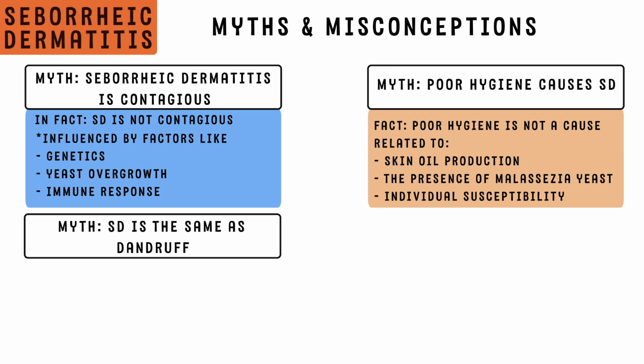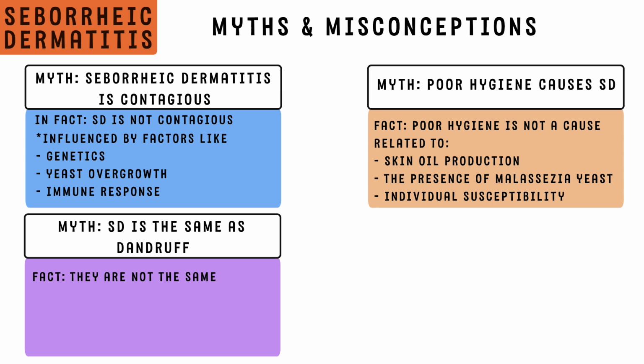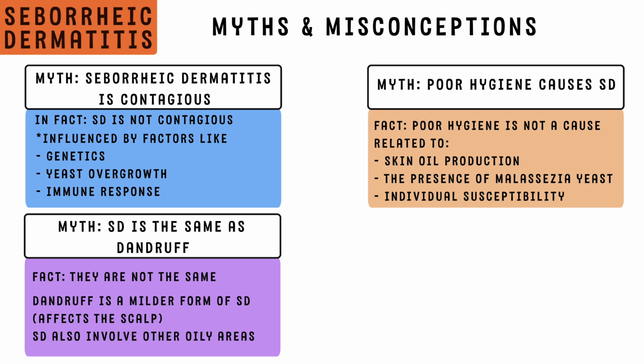Third myth is that seborrheic dermatitis is the same as dandruff. While seborrheic dermatitis and dandruff share some similarities, they are not the same. Dandruff is a milder form of seborrheic dermatitis that primarily affects the scalp, whereas seborrheic dermatitis can also involve other oily areas of the body and often includes more inflammation.